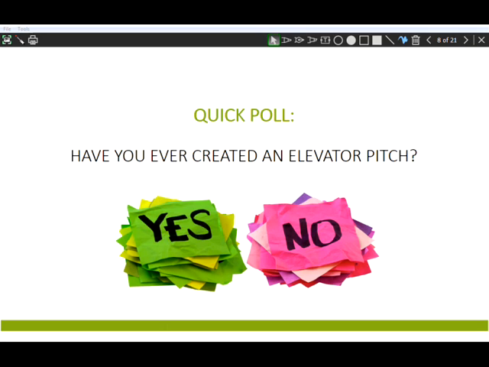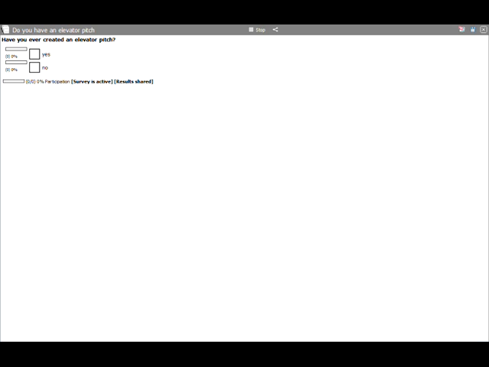So let's take a quick poll. Answering the poll that should pop up here, let me know, have you ever created an elevator pitch? I believe we have a poll here, a yes or no. Oh, interesting. We've got a lot of folks who are answering right now. Just take a second to do that. Have you ever created an elevator pitch? Right now, it looks like we're a little ahead with people who have, but we're almost split down the middle.